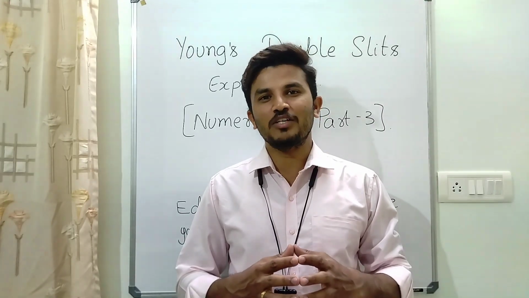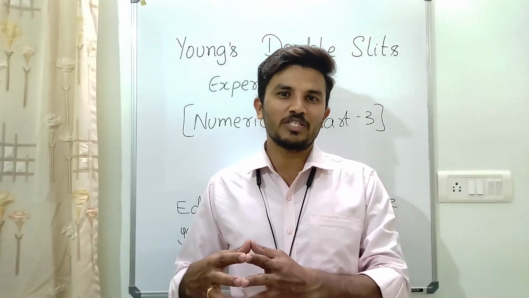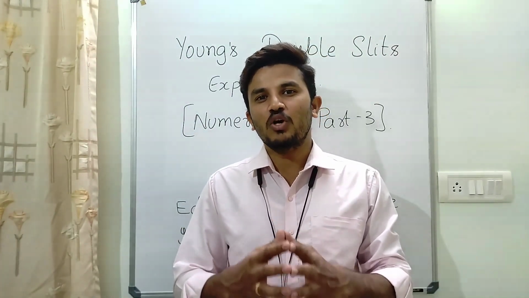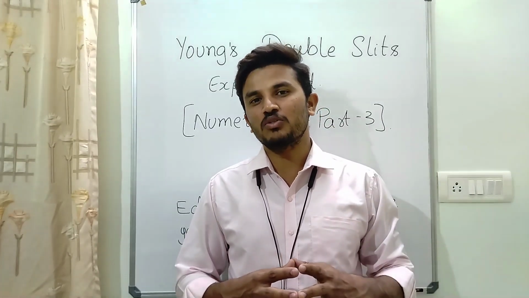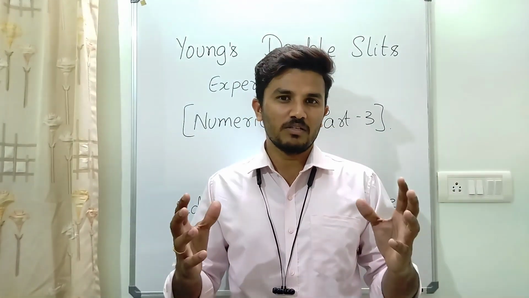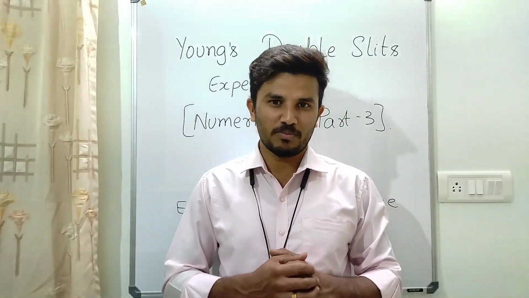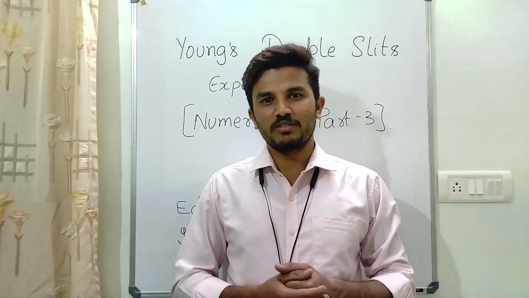In the first video, I explained how interference fringes are formed in Young's double slit experiment, and what kind of formula you have to use to solve any kind of problem on this topic. In the second video, I solved different kinds of numericals selected from previous year question papers. In this video also, I am going to solve a few more numericals on this topic.